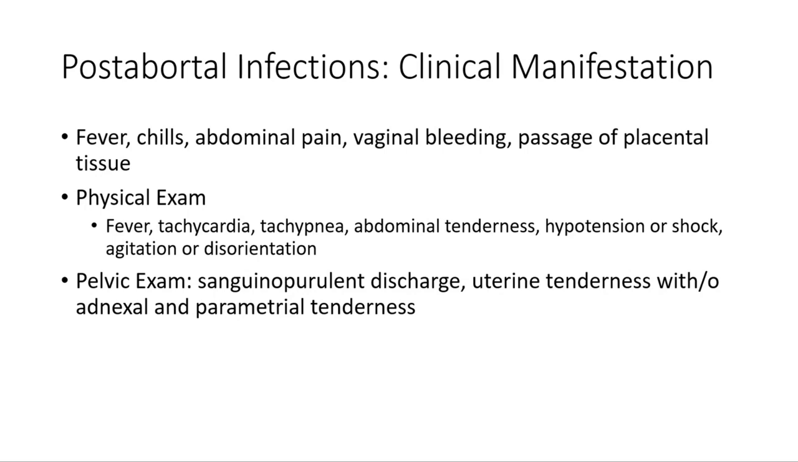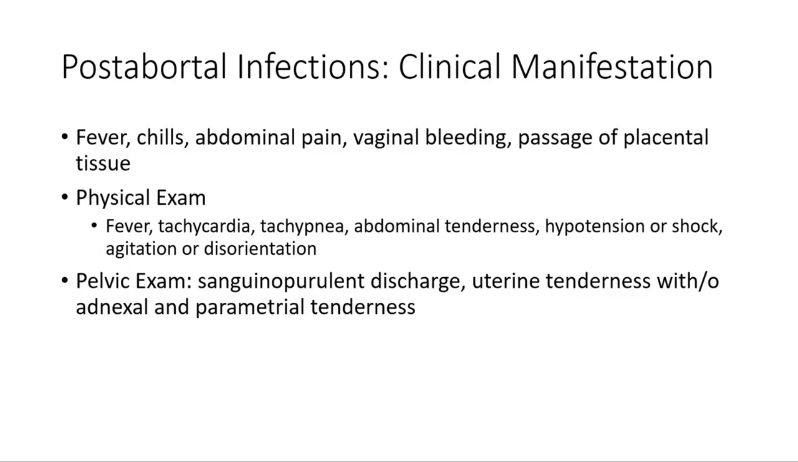And again, these patients would present similarly with fevers, chills, abdominal pain, foul-smelling vaginal discharge, and a lot of passage of placental tissue. Physical exam, similar findings again with the fevers, tachycardia. And it is very important to do a pelvic exam in these patients, because if you're finding a lot of pus drainage out and uterine tenderness in the adnexal and parametrial area, maybe we need to do further imaging for these patients.